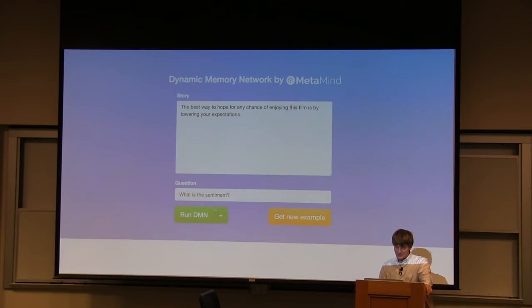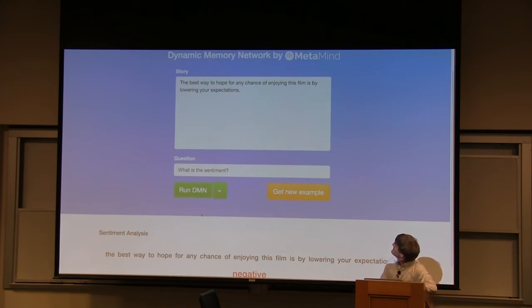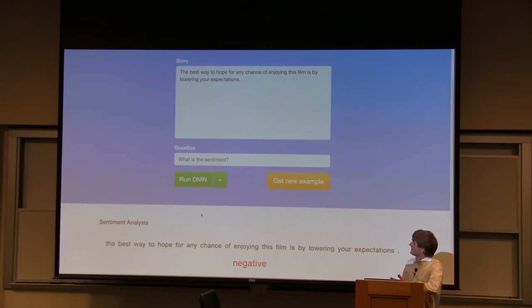So I can ask, for instance, what is the sentiment of this sentence? The best way to hope for any chance of enjoying this film is by lowering your expectations. This is one of those really hard sentiment examples that we are only in the last half year able to consistently predict correctly. And the algorithm correctly says that this is negative, despite having lots of great positive words like best and hope and enjoying. But in the end, to do all these things, you have to lower your expectations, so it's negative.